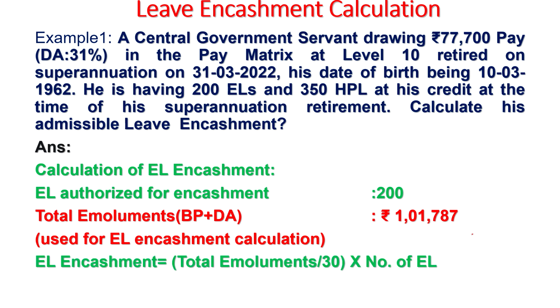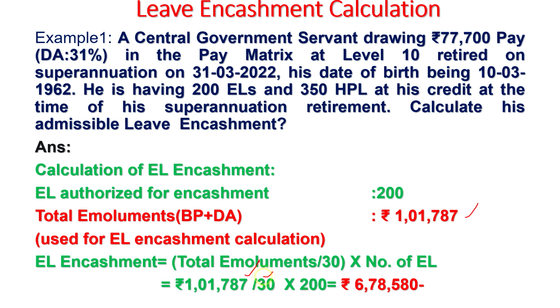And the formula we have seen already. EL encashment is equal to total emoluments, that is the basic plus DA, by 30 into number of ELs. So the total emoluments is 1,01,787, and by 30. The number of days in a month will be taken as 30, not 31, and the number of ELs at credit is 200. So on calculation you will get an amount of 6,78,580 towards the EL encashment alone.